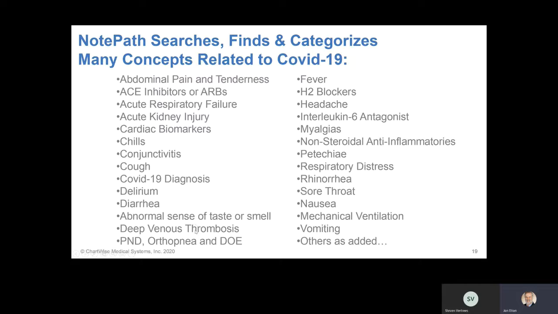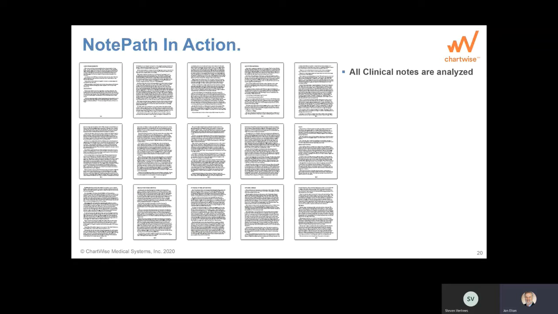It turns out COVID-19 patients have a higher than expected evidence of blood clotting and deep venous thrombosis. There's been some evidence that certain H2 blockers may be beneficial. Also, interleukin-6 antagonists and other things like that that are being found on a daily basis, and within hours of that, that's in the model and ready for inclusion clinically. Well, let's see how NotePath puts all that together.